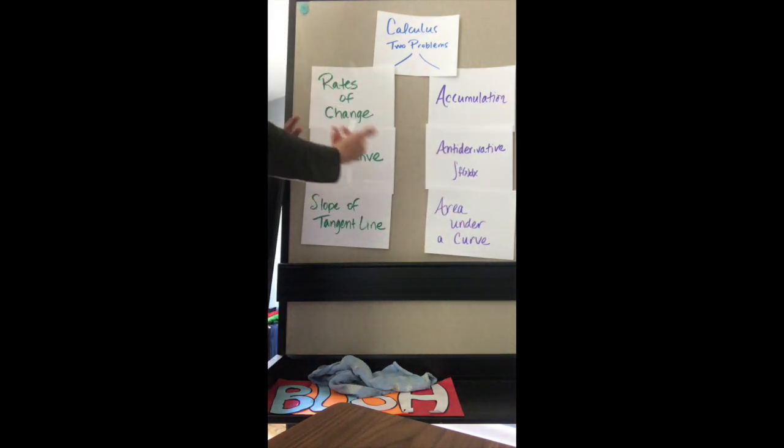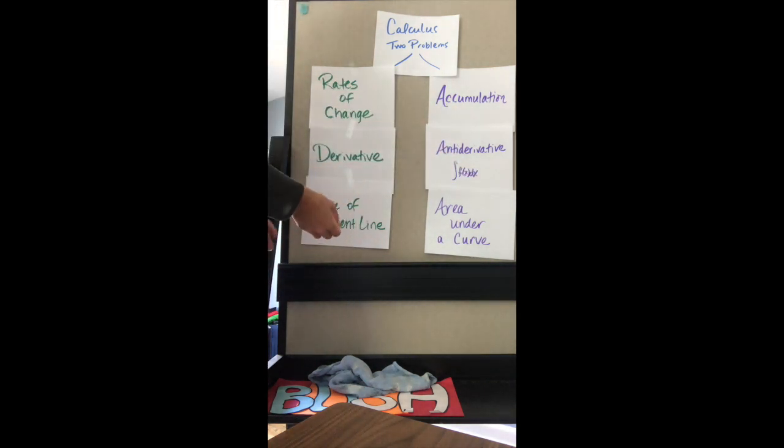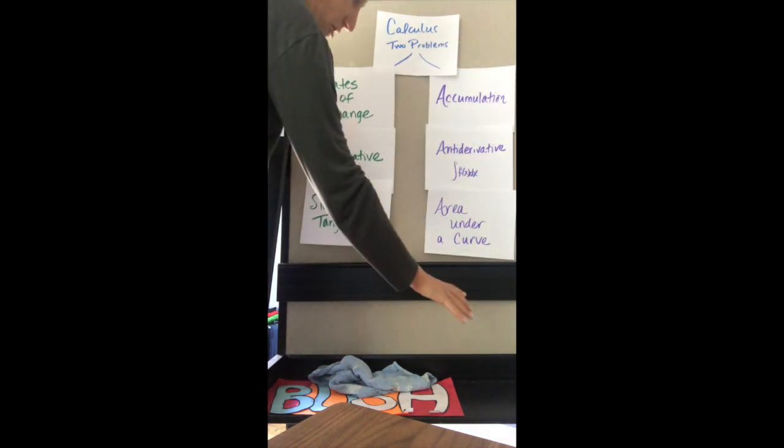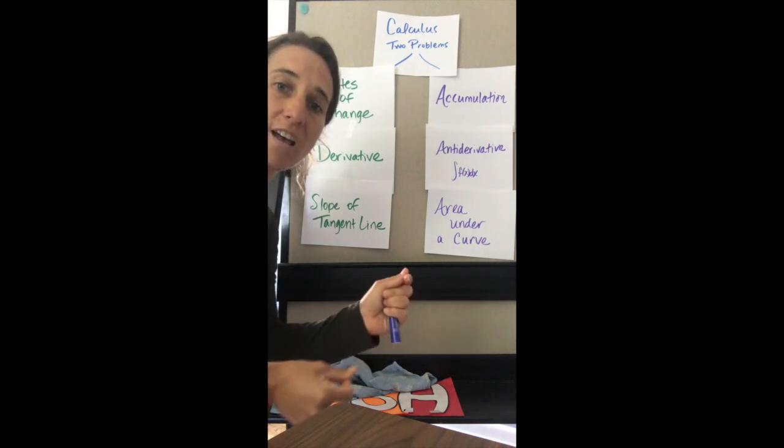If you divide by a rate of change, that's accumulation. The opposite of derivative, the inverse of derivative, is an antiderivative. And graphically, the derivative represents the slope of the tangent line. Rates of change, slope of the tangent line. Graphically, what does accumulation represent? Area under the curve.